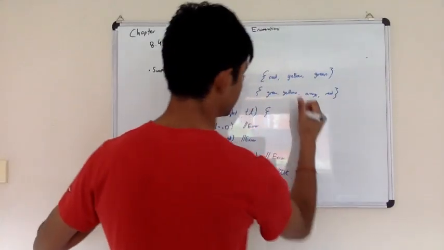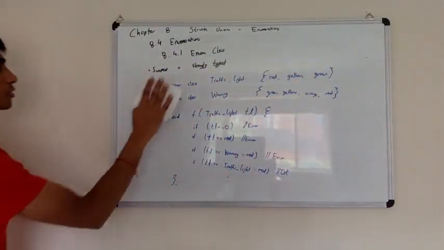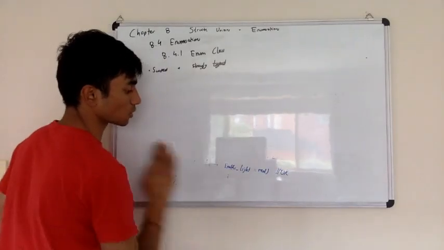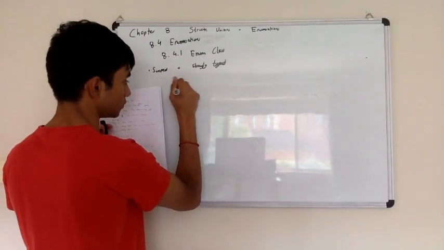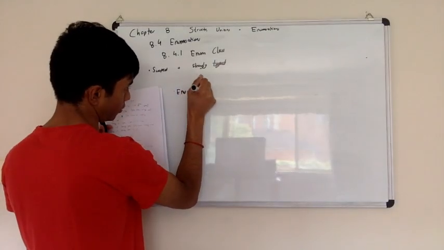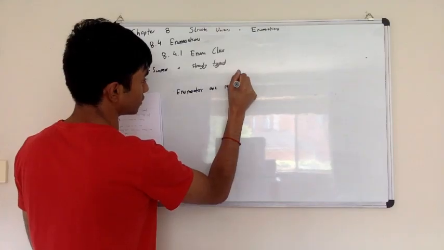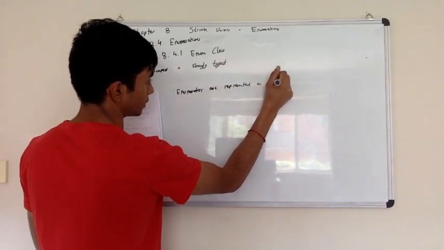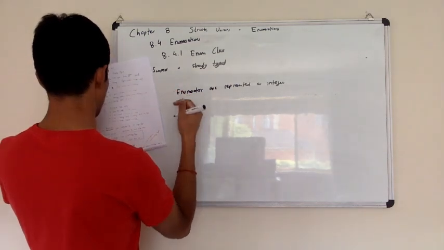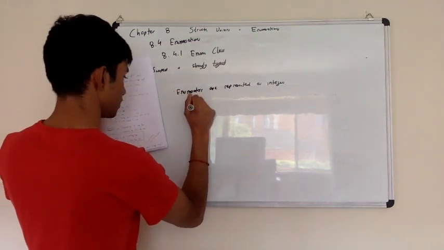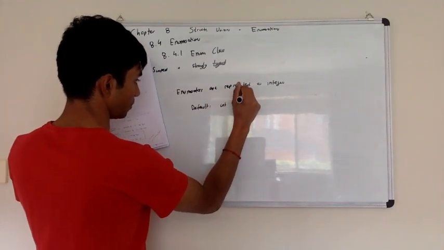Under the hood, the enumerators are actually represented as integers. Enumerators being the names like green, yellow, red. Each enumerator is represented by some integer value. By default, we typically use int as our underlying type.